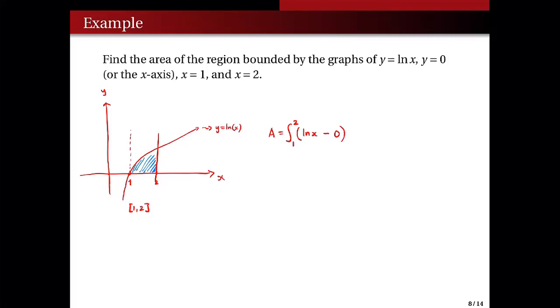And then you have your dx. So in here, we have this in terms of x. It was not said in here, but your approximating rectangles are vertical.